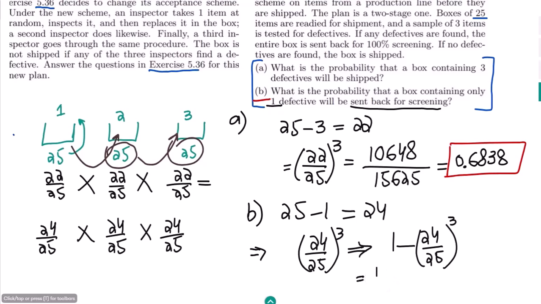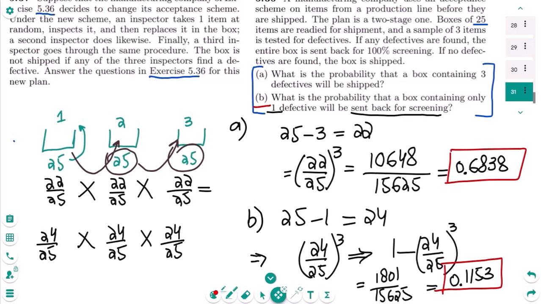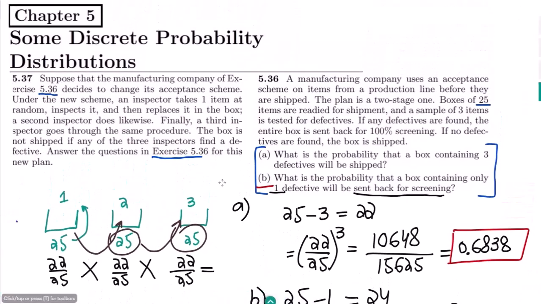Finding it out, we get 1801 divided by 15,625, and the answer would be 0.1153. That is the solution of part B of my question. I hope you have understood all the solution and what we have to do.